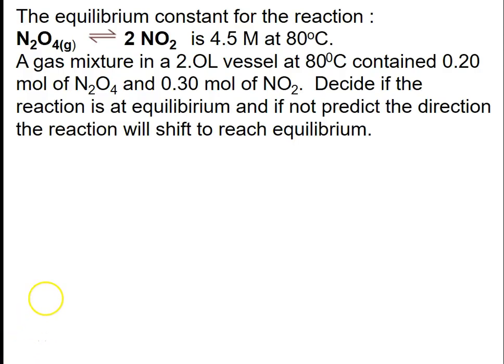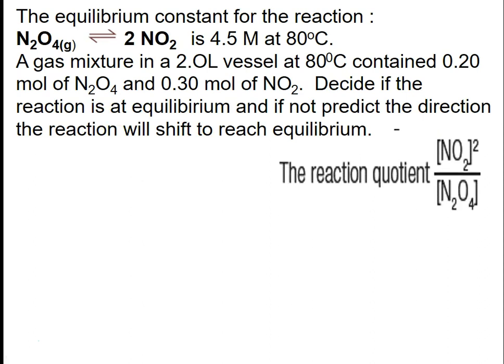Okay, we'll do an example. The equilibrium constant for this reaction is 4.5 at 80 degrees. They've got this mixture of moles in a 2-litre vessel at 80 degrees, and you have to decide if the reaction is at equilibrium. And if it's not, which direction should it shift? Should there be more forward or back reaction in order for it to get to equilibrium?